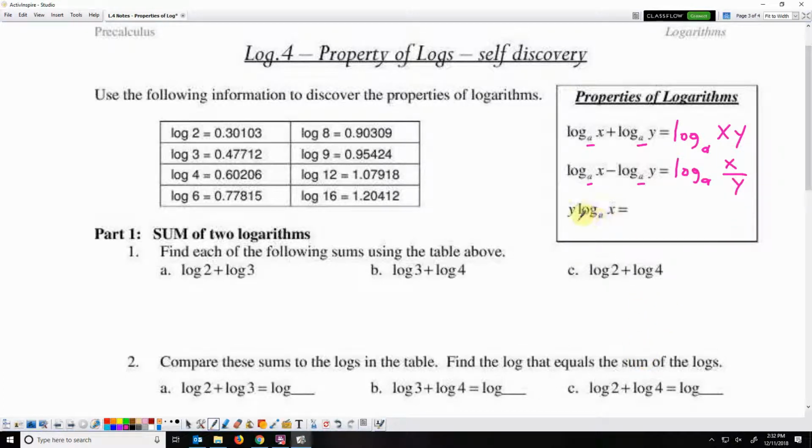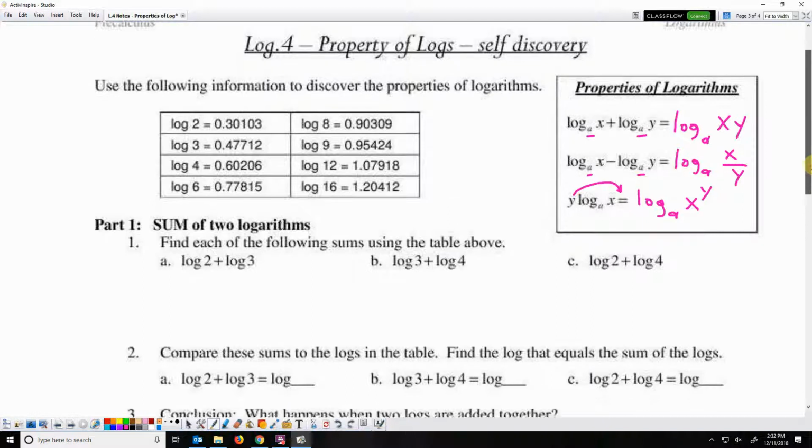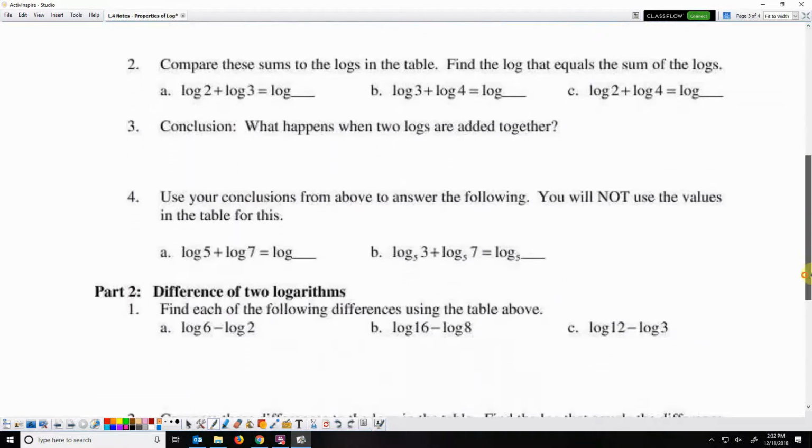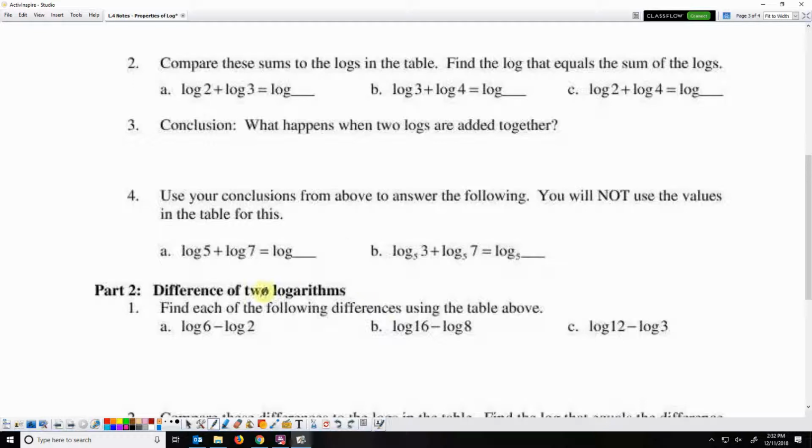And if you see a logarithm with a coefficient, that coefficient can come back here as an exponent. So that is the same as log base a of x to the y power. So we'll answer a few things along the way here until we get toward the bottom of the second page, then we'll do a lot there.